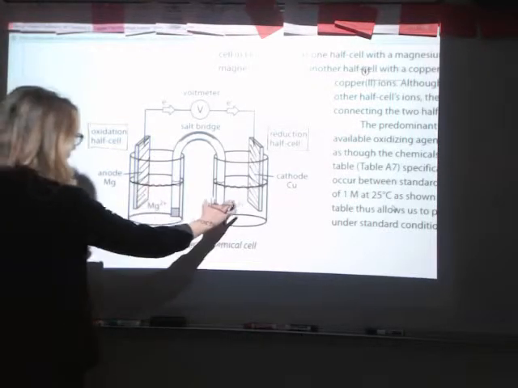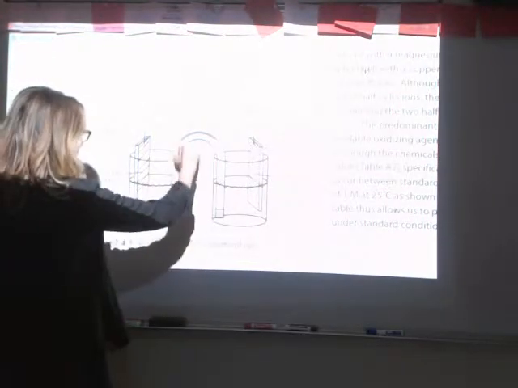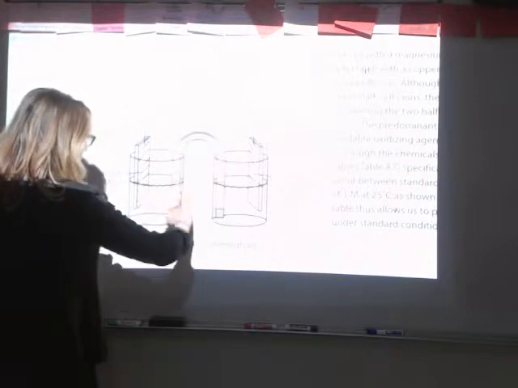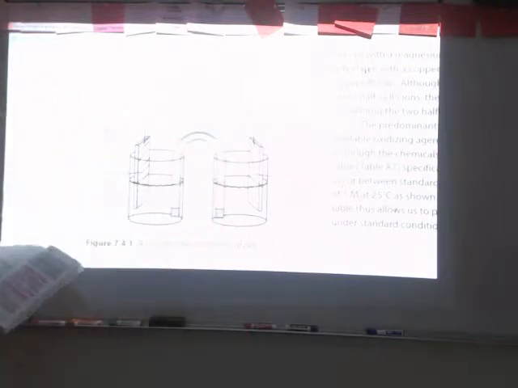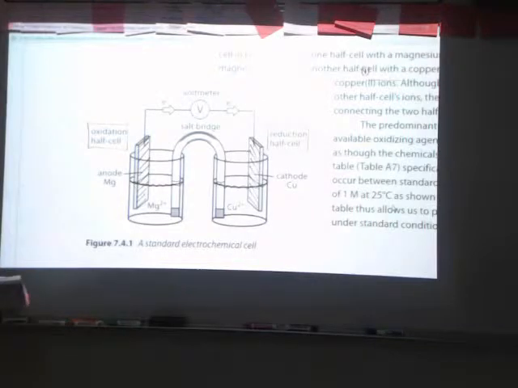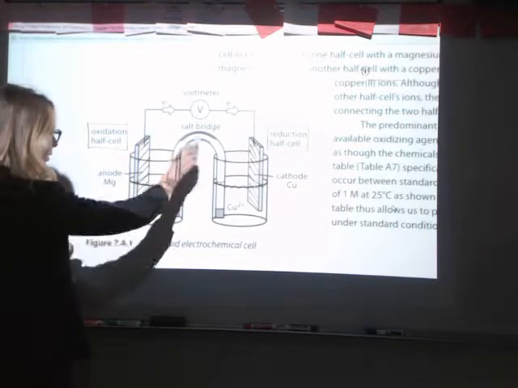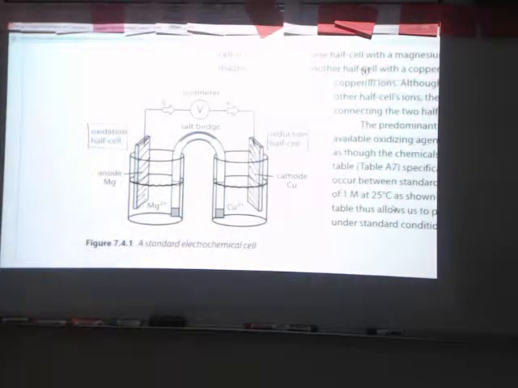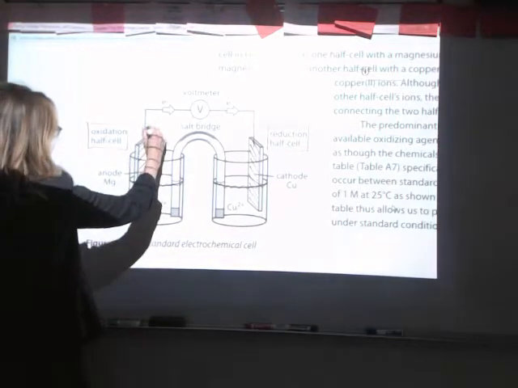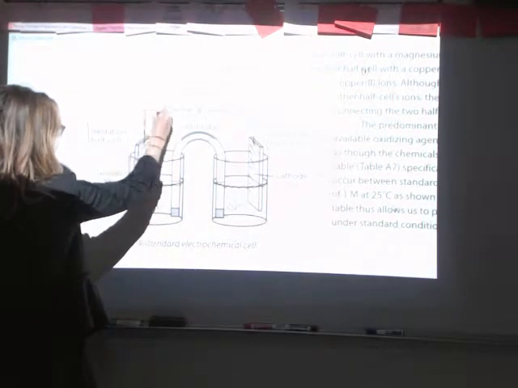The two half cells are being connected by this porous U-tube here. And that U-tube is known as a salt bridge. And the salt bridge lets the ions that are in the solution migrate from one side to the other. And it helps maintain an electrical balance so that the electrons keep flowing, otherwise it would just stop eventually.